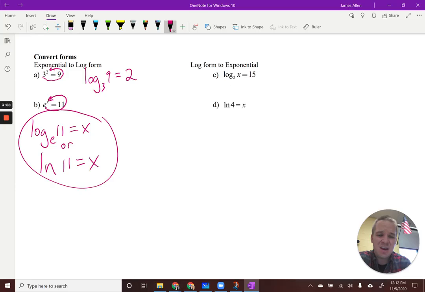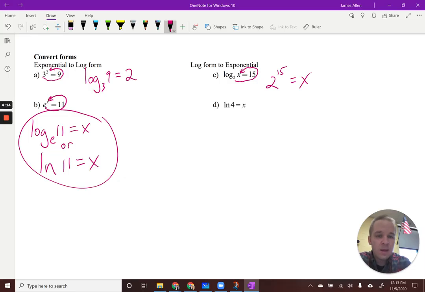It's just so fancy, it's got its own one. Log base 2 of x equals 15, so we want to put this into exponential form now. Well, I'll start with the base. So 2 to the 15th is equal to x. 2 raised to the 15th power is equal to x.